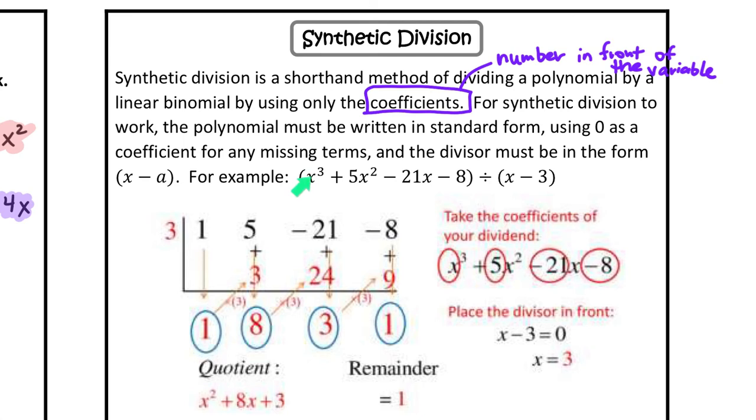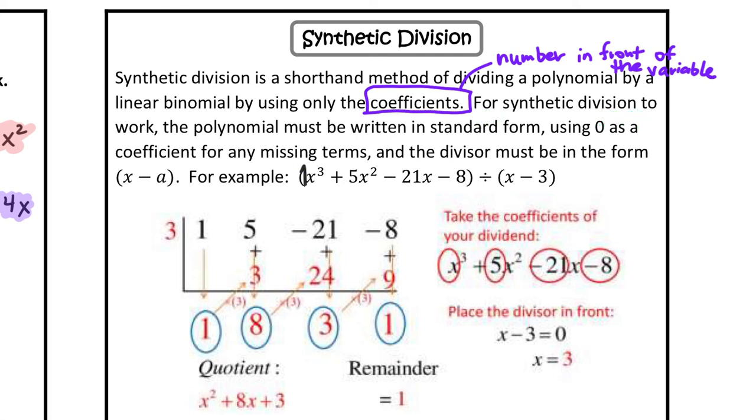So for example, what's the number in front of x to the third if it's not written? We usually say that there's a 1 here. Then there's a number in front of x squared, that's 5. So the coefficient of x squared is 5. The coefficient of x is negative 21. And then the constant is negative 8. So the coefficient of x to the third is 1. The coefficient of x squared is 5, and so on. So coefficient is just a term that means the number in front of the variable.